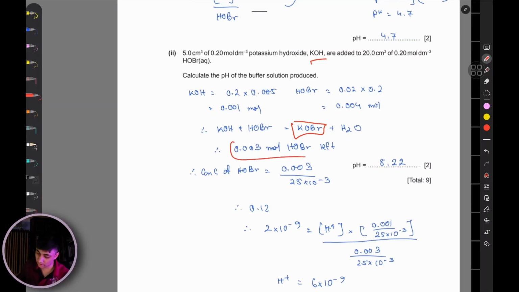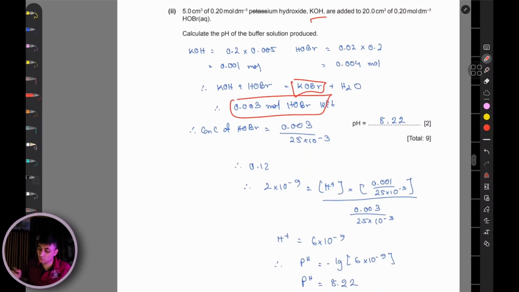0.003, because 0.001 reacted, but the rest is left. Now you're going to figure out what concentration of HOBr is left, because I know 0.001 mole of salt is left in the solution, in the equilibrium. But I also have 0.003 moles of acid left.